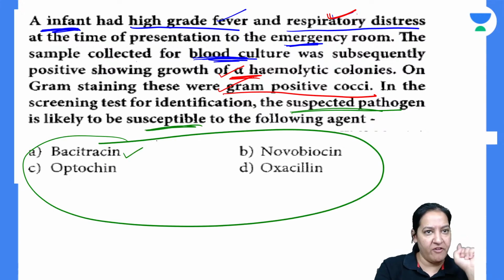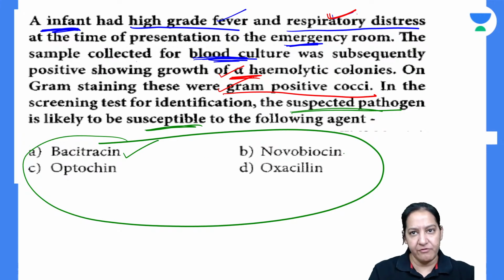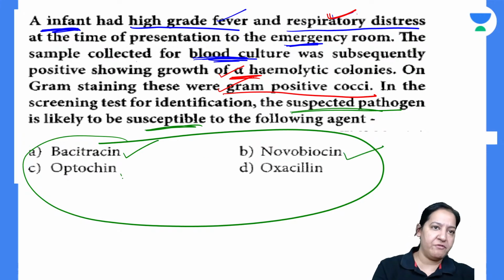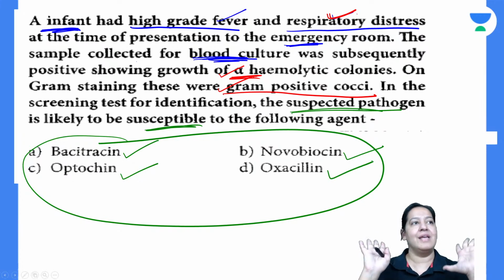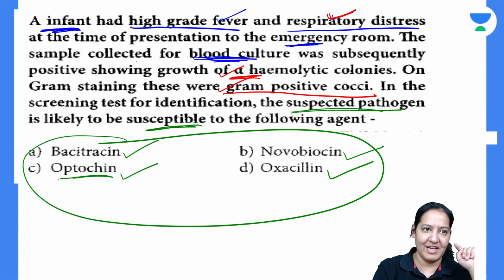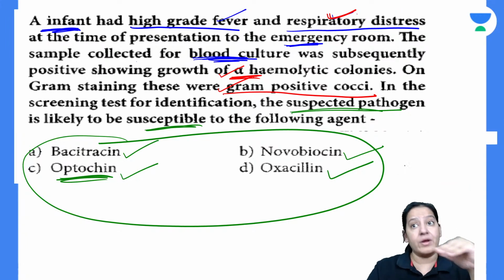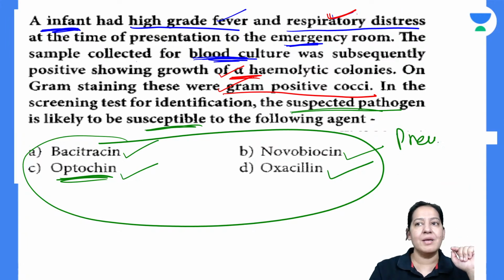Is it susceptible to bacitracin? Is it susceptible to novobiocin? Is it susceptible to optochin? Is it susceptible to oxacillin? So what is the answer? Yes, you all know the correct answer here is C. It is optochin sensitivity, because the organism here is pneumococcus. The organism here is pneumococcus based on all the clues, right?